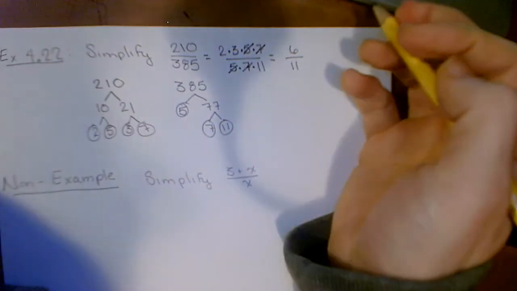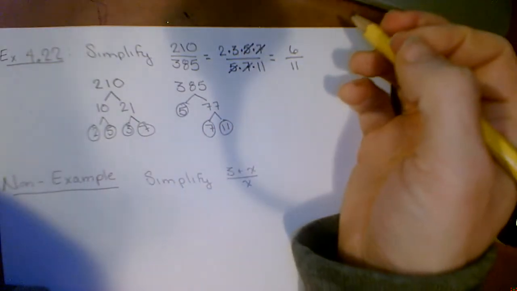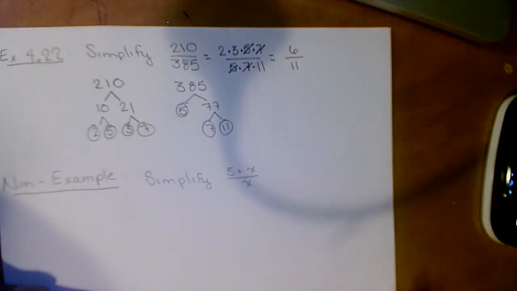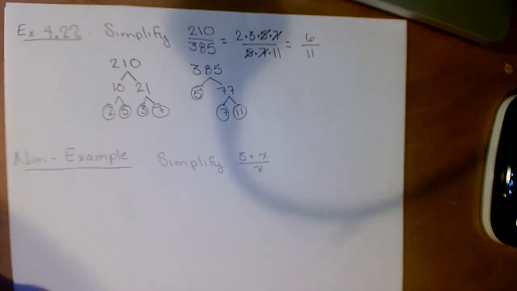See, if everything is crossed out and you don't see any factors left, there's always an understood factor of 1 there. So if it looks like everything's crossed out, there's always a factor of 1.